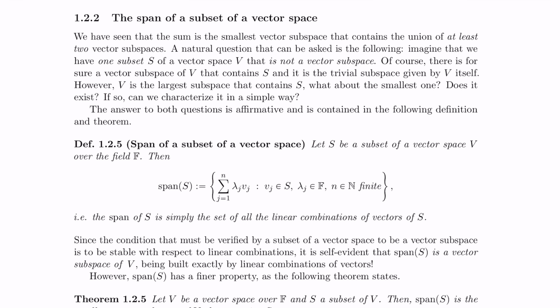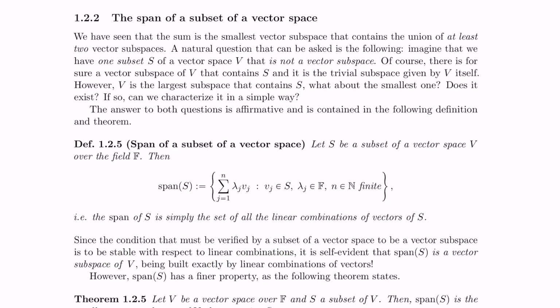In this section, we introduce the fundamental concept of span of a subset of a vector space that will remain with us until the end of this course. In order to define this concept, consider a subset S of a vector space V over the field F, which is not a vector subspace of V. Then the span of S is this set here, given by all the possible linear combinations of vectors belonging to S with scalars belonging to the field F. Remember now that the condition that must be satisfied by a subset of a vector space to be a vector subspace is the stability with respect to linear combinations.